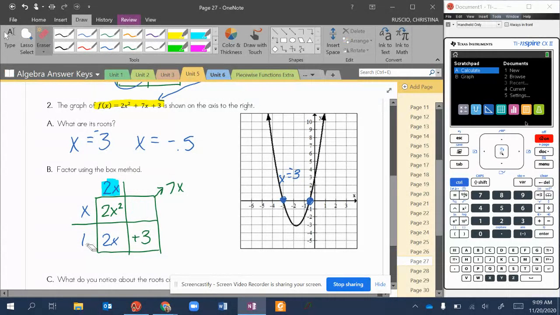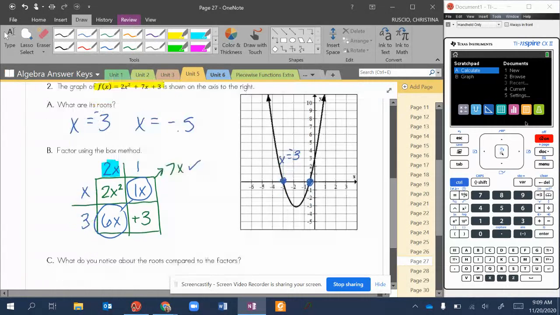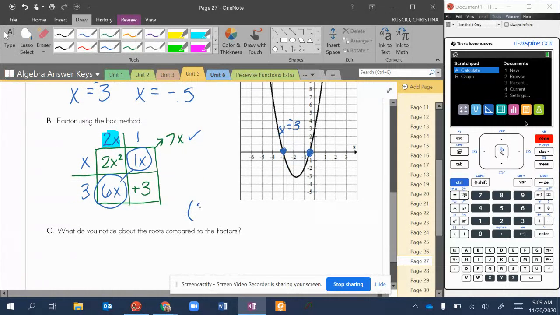So I'm going to do a flip-flop of those two numbers. I'm going to put the 1 here and the 3 there, because now look what happens. 2x times 3 is 6x, and x times 1 is 1x. So 6x plus 1x is 7x. So we have factored this correctly. 2x, that was a positive 1 up here, so we're going to do plus 1, and x plus 3.